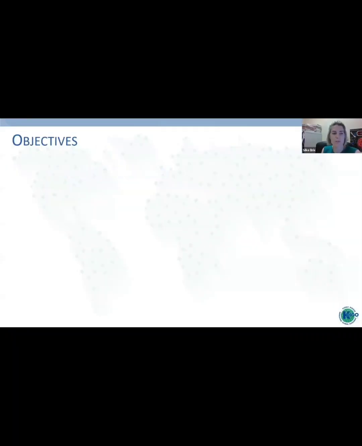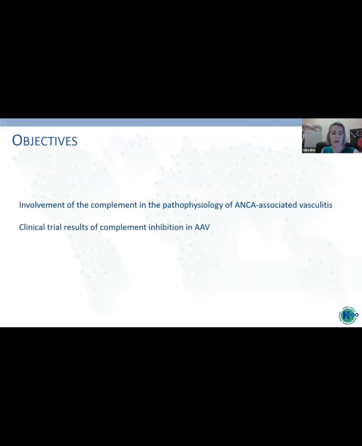And looking into the objectives for me today, compared to our first workshop with C3 glomerulopathies, where you got a good overview and detail of the KDIGO recommendations in C3 GN, it's a bit different today because the last KDIGO recommendations were drafted before FDA and EMA approval of avacopan. So this will be more about how much do we know about whether complement is involved in the pathophysiology in ANCA-associated vasculitis, and from there, what clinical trial results do we actually have, counting that one big interventional trial.